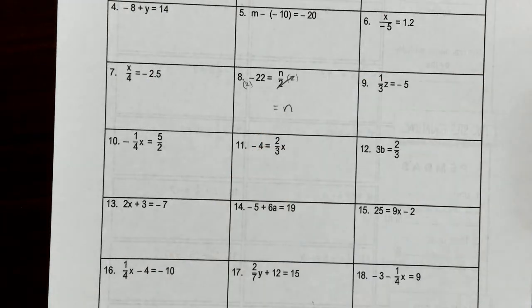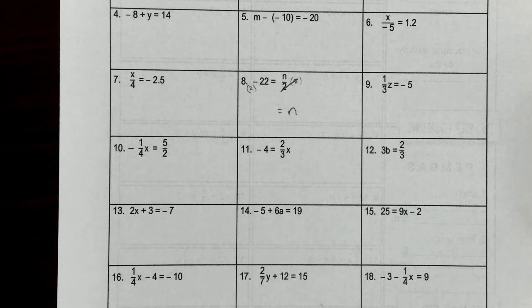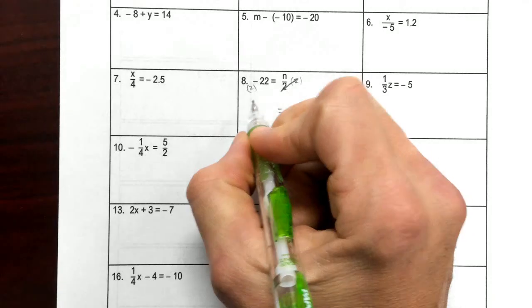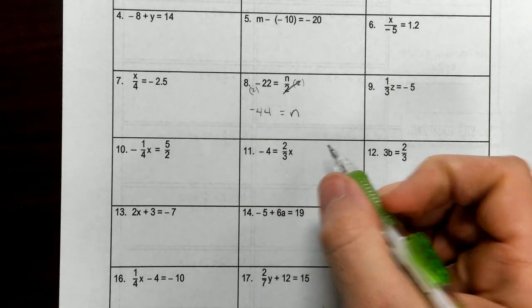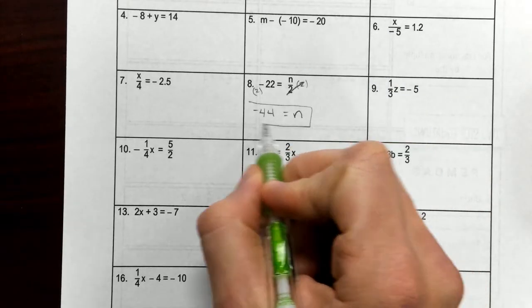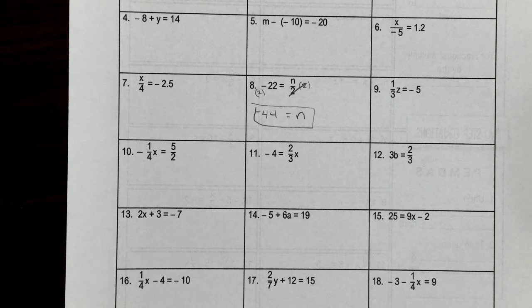Okay, what about on the left side? You got a negative 22 and you multiplied by 2. Awesome. Are you done? I know I'm done when there is nothing in front of your variable. There is no number in front of your variable other than a 1. Okay, so that's how I know I'm done.